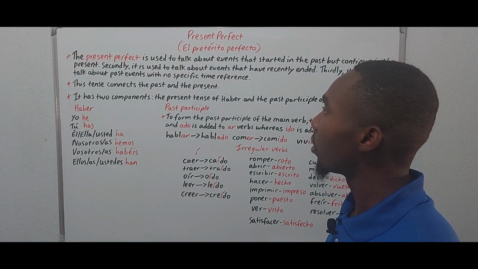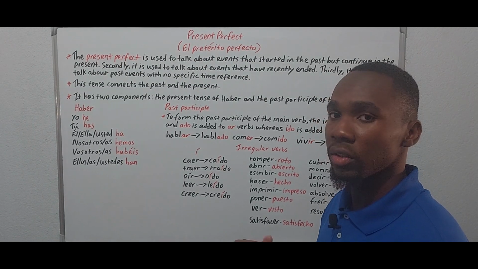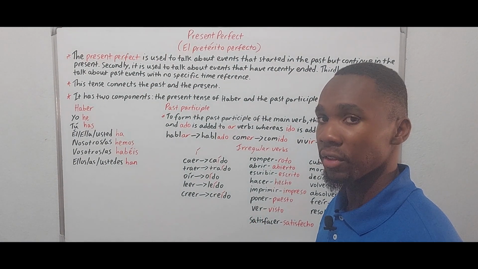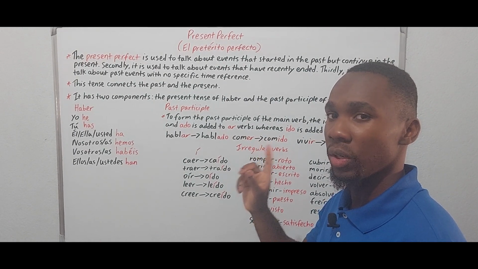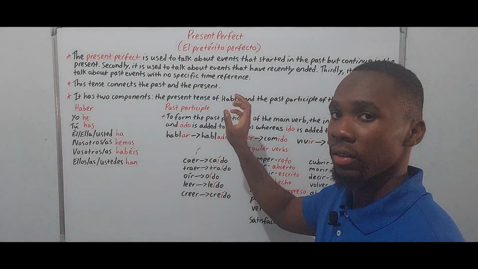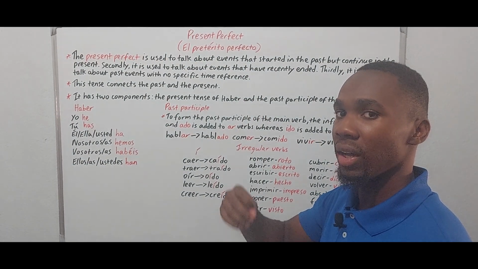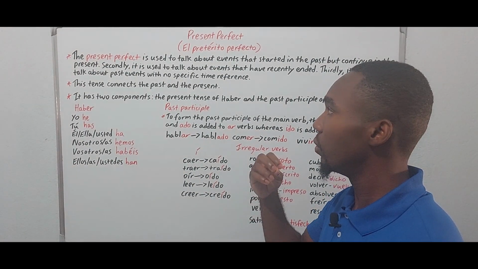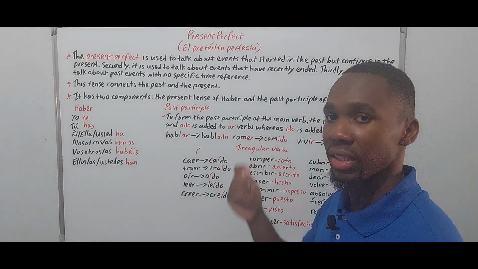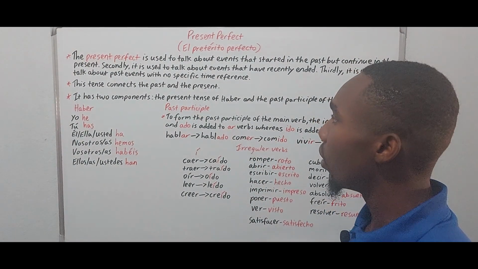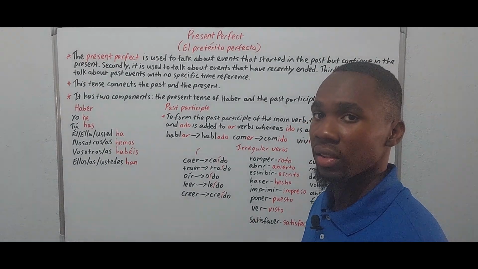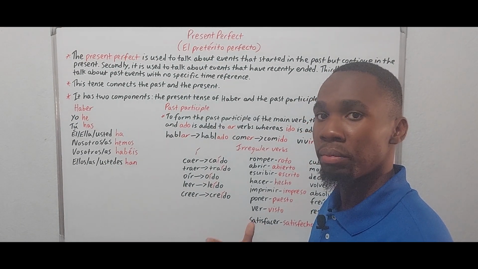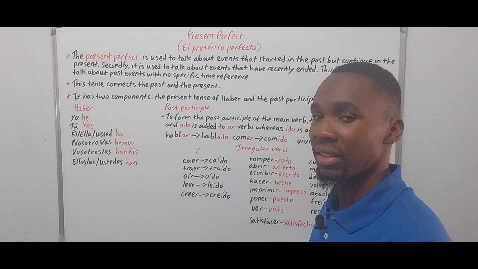Secondly, it is used to talk about events that have recently ended. So if we want to talk about an event that has just ended, we use the present perfect. This use is going to depend on where you are. This is primarily used in Spain. Spain will use the present perfect to talk about an event that has recently ended. Whereas in Latin America, they would use the preterite in this case. So if they wanted to talk about an event that had just taken place, they would use the preterite as opposed to the present perfect.